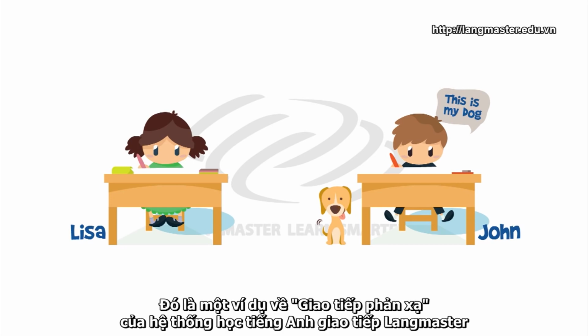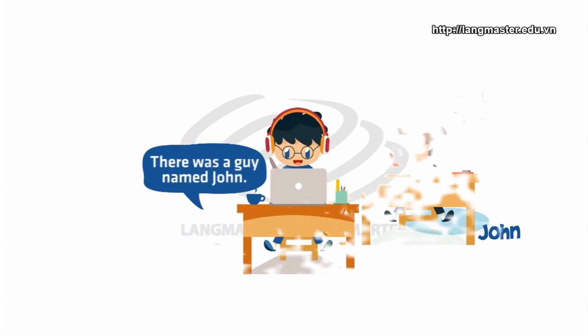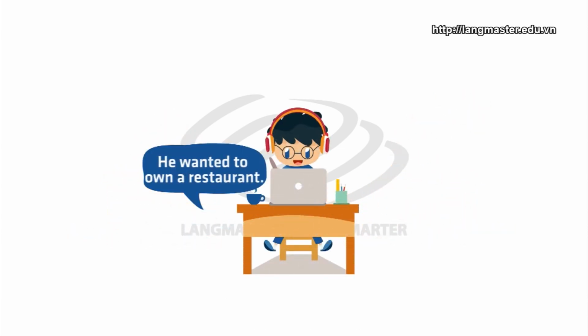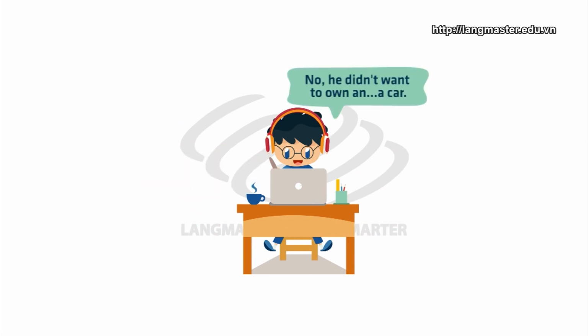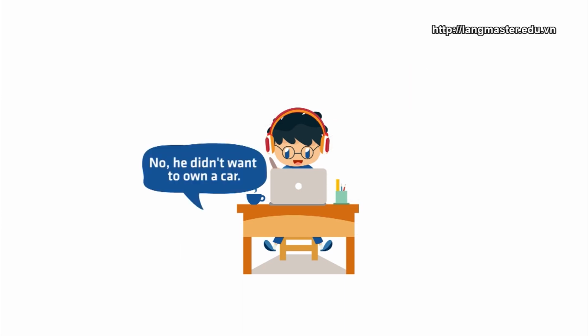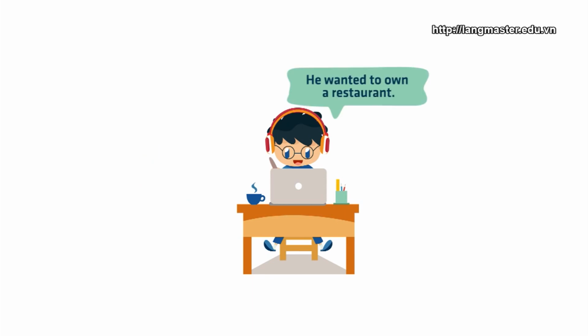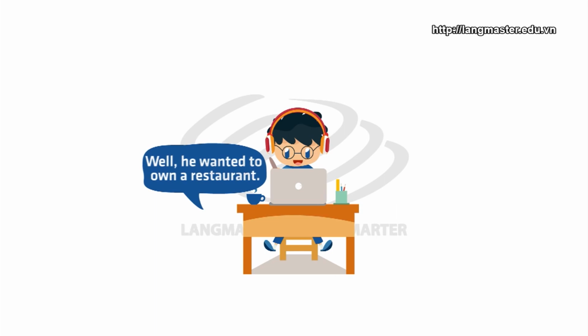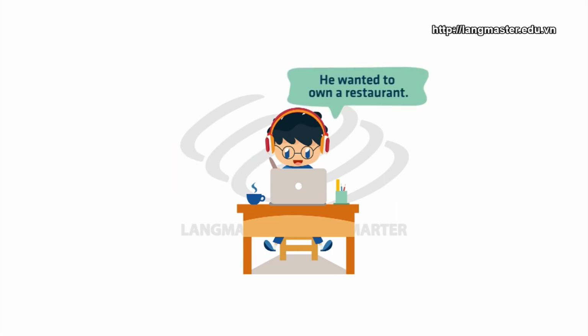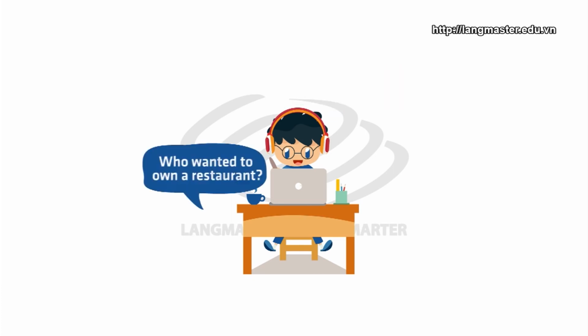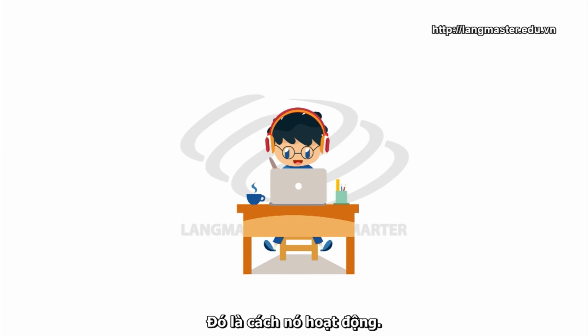Here's another one. There was a guy named John. He wanted to own a restaurant. Did John want to own a car? No, he didn't want to own a car. He didn't want to own a car. What did he want? He wanted to own a restaurant. Wow, he wanted to own a restaurant. Who wanted a restaurant?